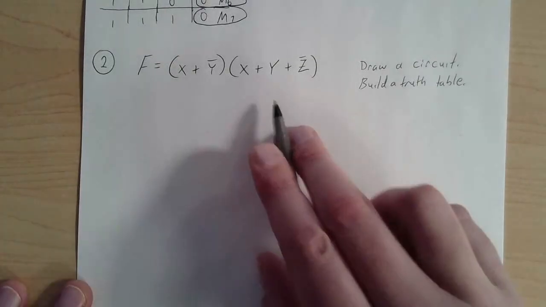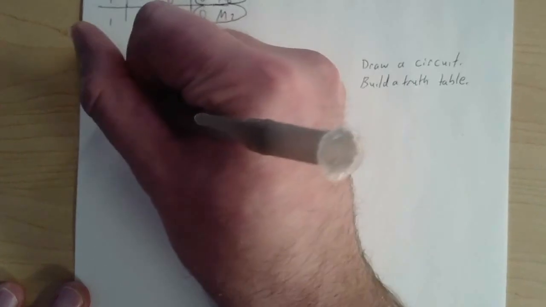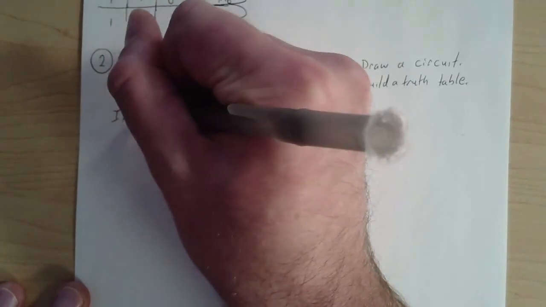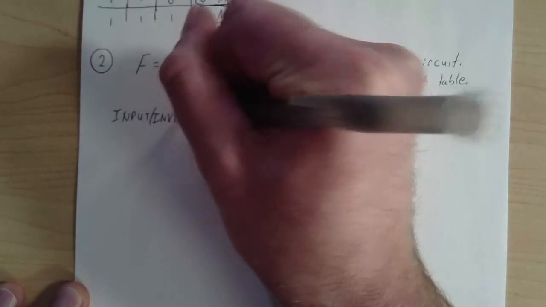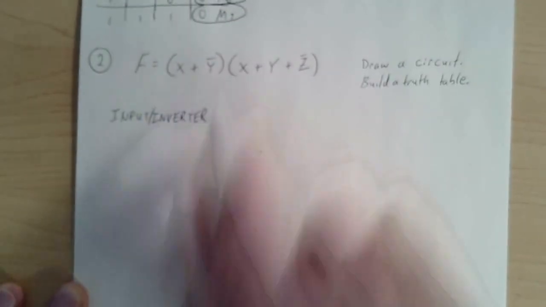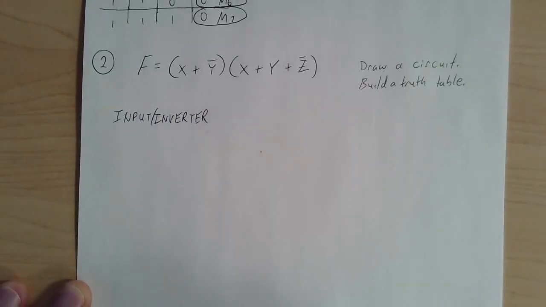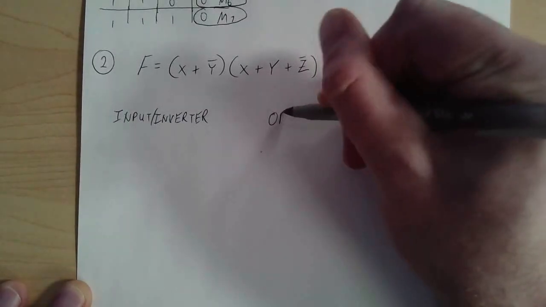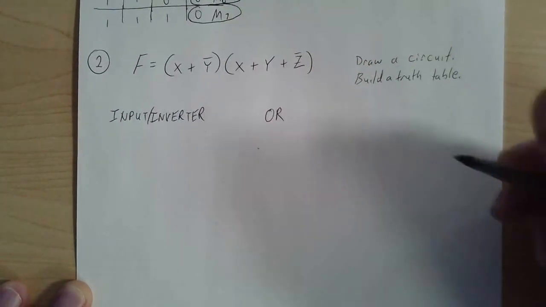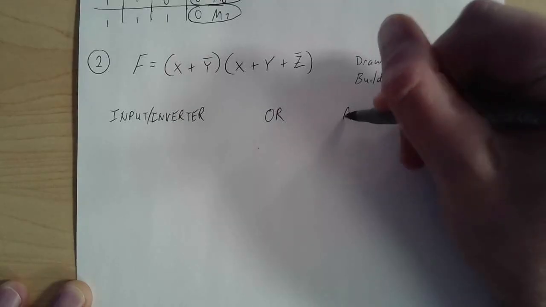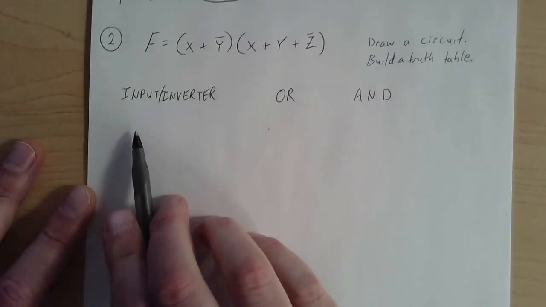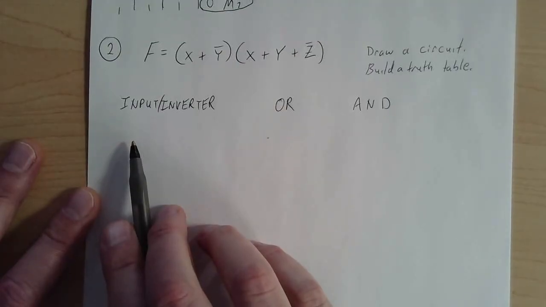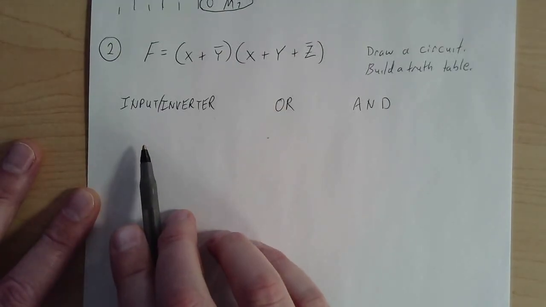So for product of sums form, we have first an input slash inverter area. And then the second thing we do is make our terms. Our terms are OR terms. So we have an OR section, and then we have our final AND section. So for the input inverter area, to make this easy, I'm just going to create the inputs and the inversions for all of the literals.